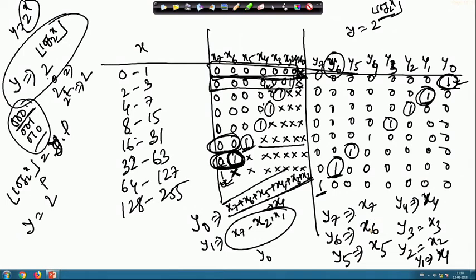So, as I am getting 1 over here, that means it will be x7 bar into x6. For this it will be x7 bar, x6 bar, x5. For y4 it will be x4 multiplied with x7 bar, x6 bar and x5 bar. For this it will be x7 bar, x6 bar, x5 bar and x4 bar. For x2 it will be x7 bar, x6 bar, x5 bar, x4 bar and x3 bar.